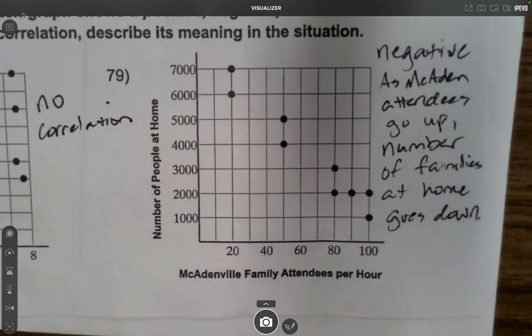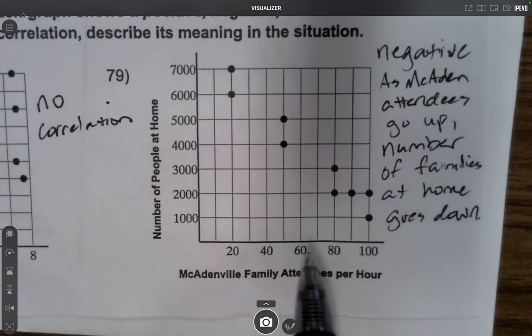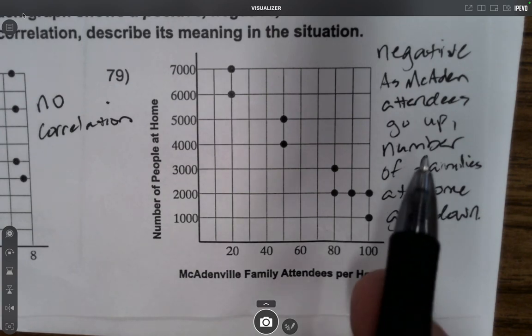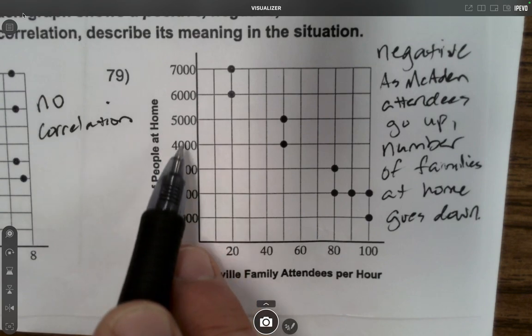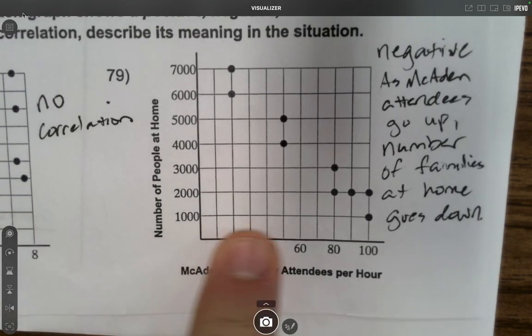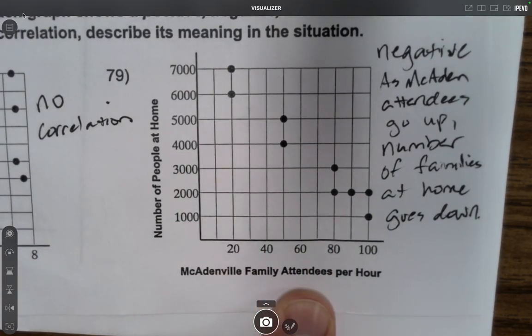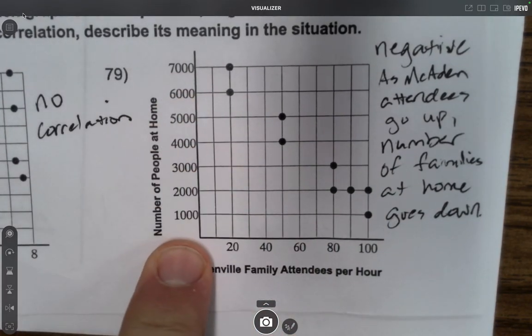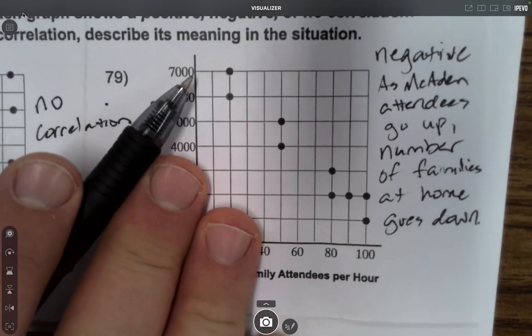So to describe it, you say as the number of whatever is on the horizontal axis, the x-axis, so as the number of McAdenville family attendees increases, because if we go to the right, they're increasing, the number of families at home, that's the vertical axis, the y-axis, decreases or goes down. So as we move to the right, the values go down. As McAdenville family attendees increase per hour, because that's what happens when we go up, 20, 40, 60, 80, the number of people at home is decreasing.